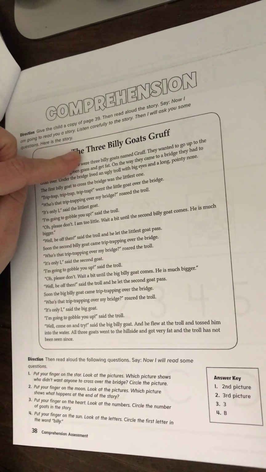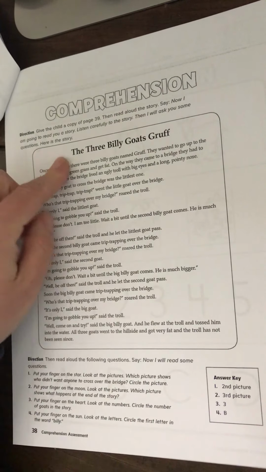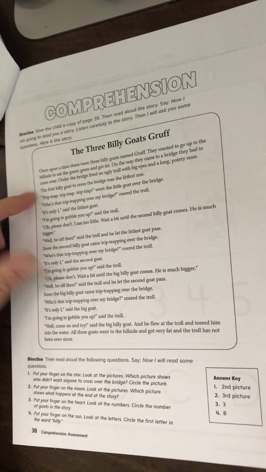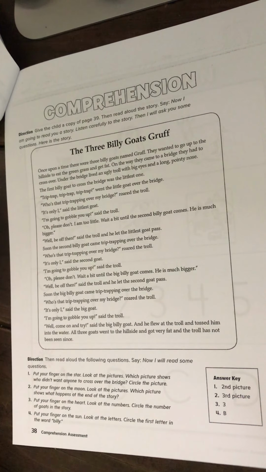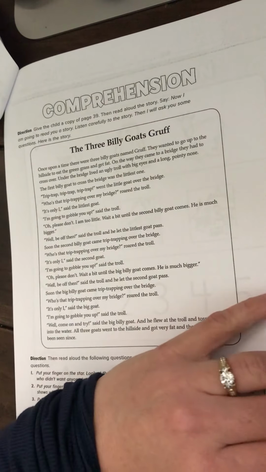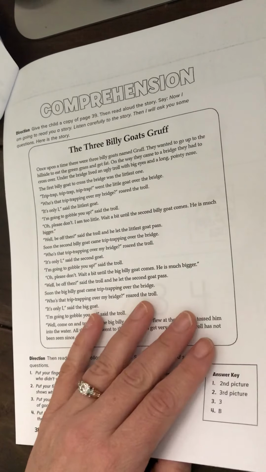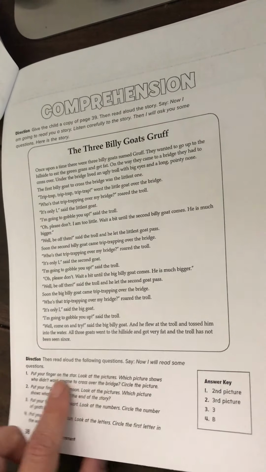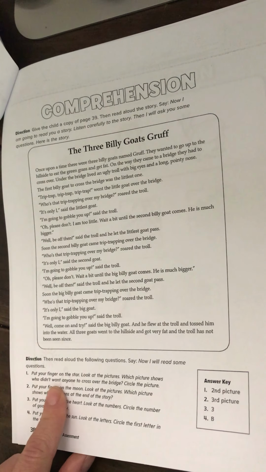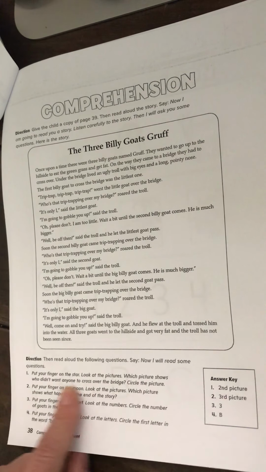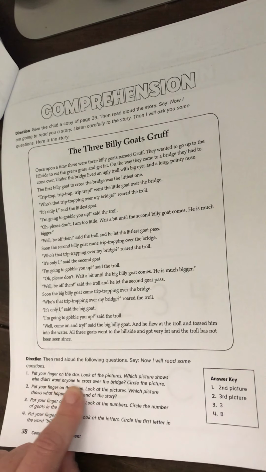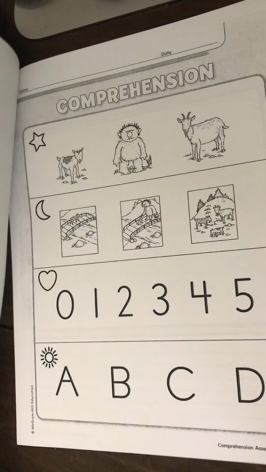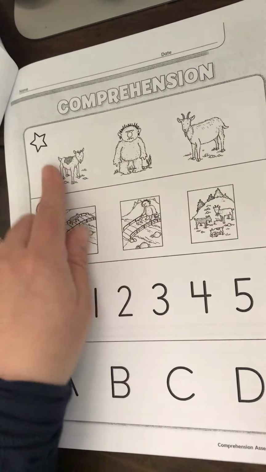But you're going to read them a story. This is the 3 Billy Goats Gruff. I've also done the 3 Little Pigs just by heart because you guys all know that story. It's a familiar story that the children know. But you can read the story and then go over here and say, well, I guess it shows you down here on the directions. Look at the pictures. Which picture shows who didn't want anyone to cross over the bridge? So you show them these pictures.